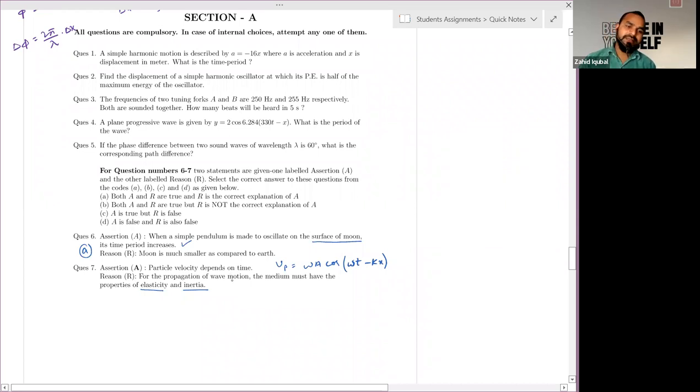So these are the different properties of a medium for propagation of a mechanical wave. So in this part, we can say both assertion and reason are true, but the reason is not the correct explanation for the particle velocity's dependency on time. So both are true, but the reason is not the correct explanation. So it will be option B.